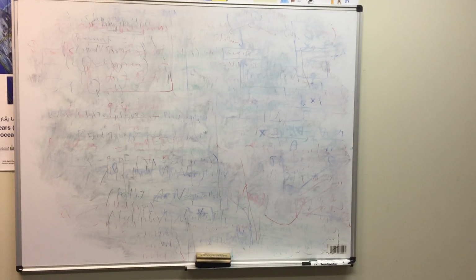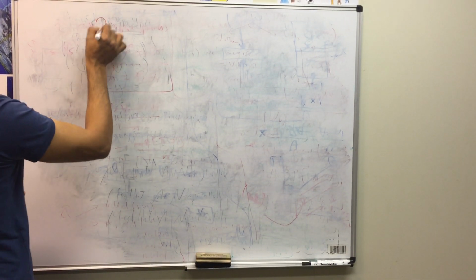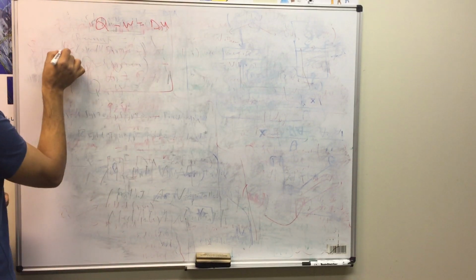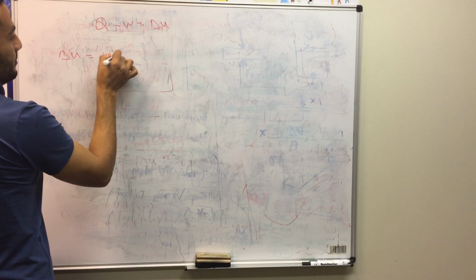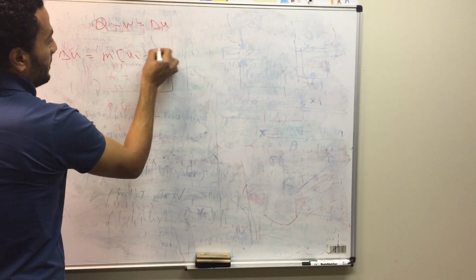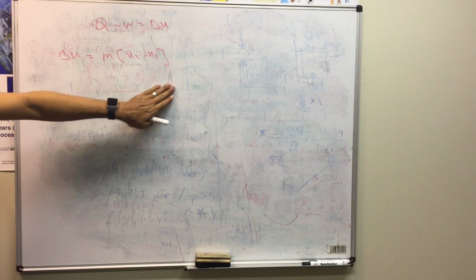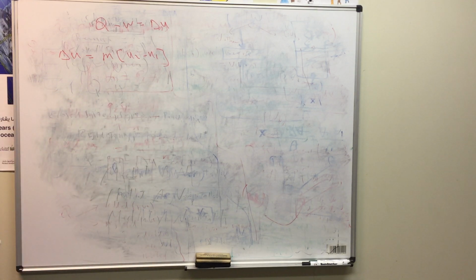Now let's consider the first law of thermodynamics. As we said, Q minus W equals delta U. And this term delta U is equal to mass, for a closed system, multiplied by specific internal energy u2 minus specific internal energy u1.